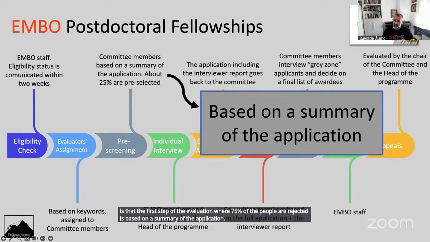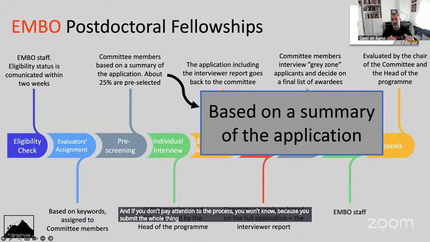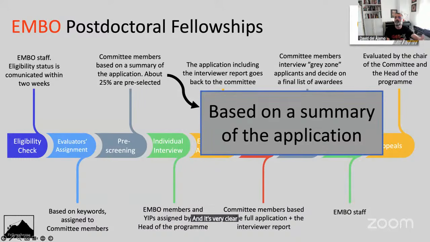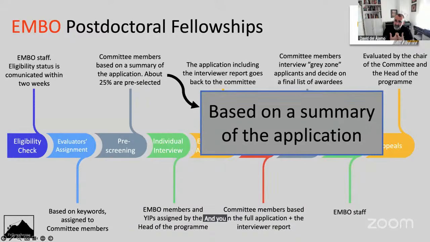And if you don't pay attention to the process, you won't know, because you submit the whole thing from the beginning. In HFSP, for example, you first submit a letter of intent, and you know it's a summary of the application. So it's clear that the first step, in which 80 or 85% of the people are rejected, is based on a summary. They tell you from the beginning, and it's very clear because that's what you submit. And then you have to be invited to submit the rest of the application. At EMBO, it's not like that. You submit the whole thing, and you may tend to think that people are going to look at the whole application, but that's not the case.